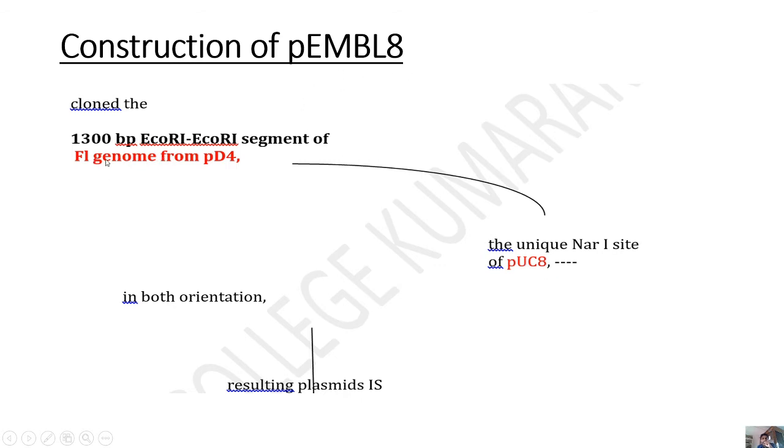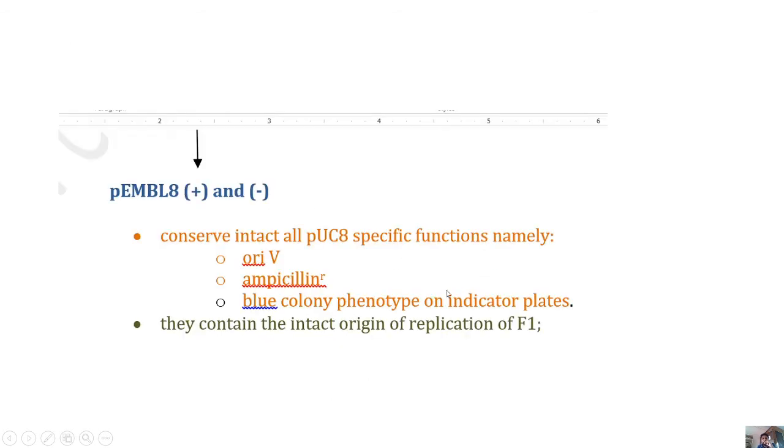So that fragment from pD4 is inserted into the pUC8 vector in both orientations. That means two pMBL plasmids form, and they can be designated as pMBL8 plus and pMBL8 minus. Both have the same sequences, but the inserted F1 genome is in opposite orientations. That is the only difference between these two.